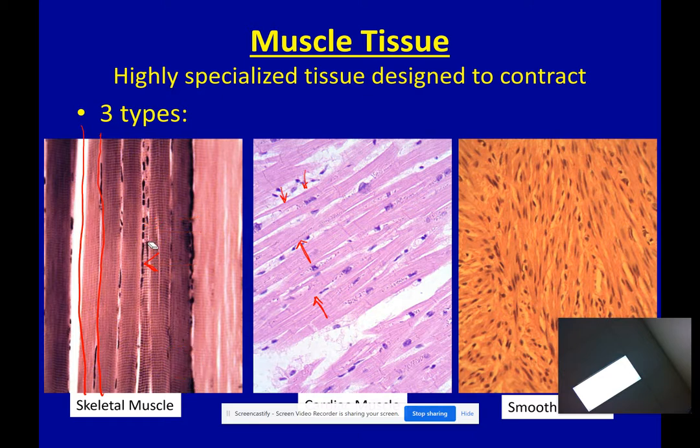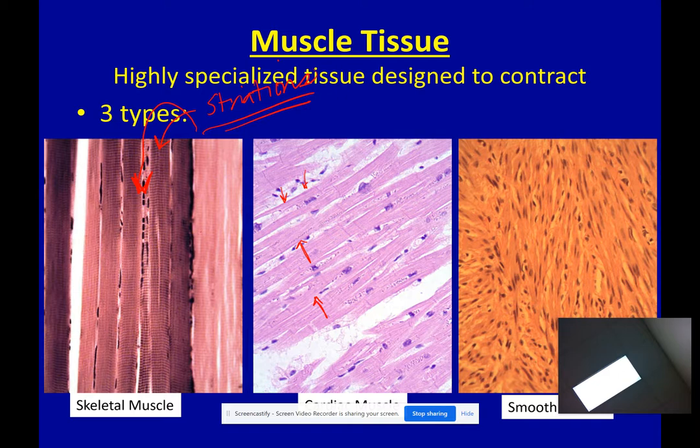So that's one. That's skeletal muscle. You've got these long fibers. You do have the stripes like that, which are called striations. But one of the biggest landmarks you have is the fact that the nuclei are all kind of pushed to the side and out of the way.